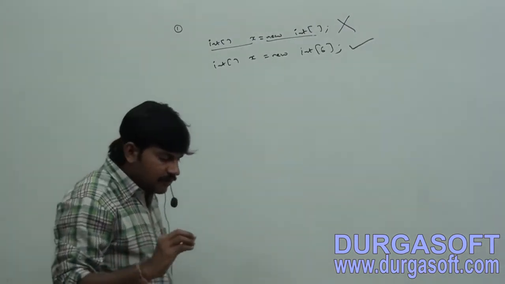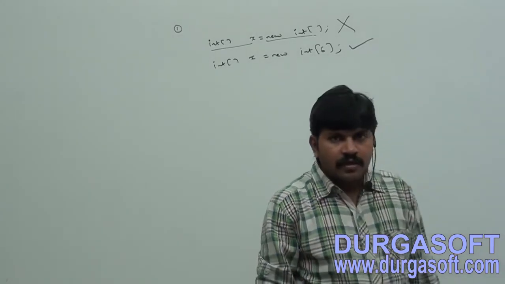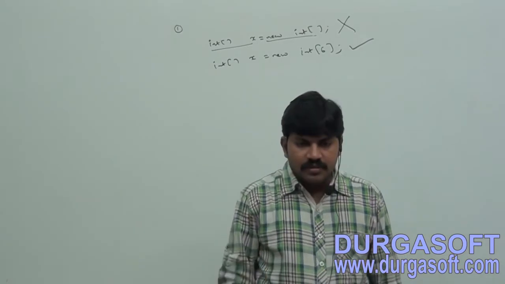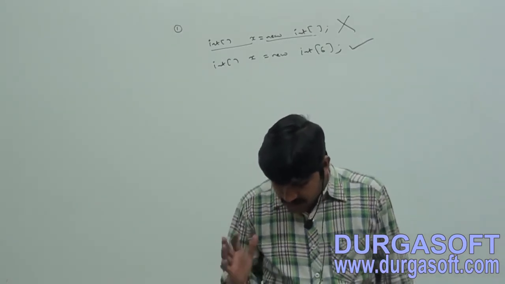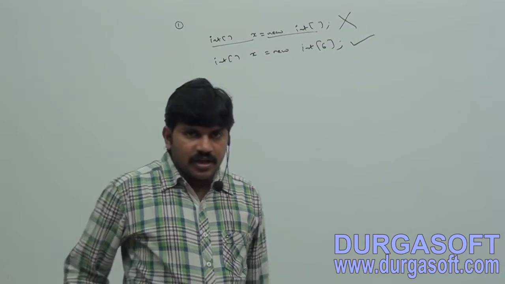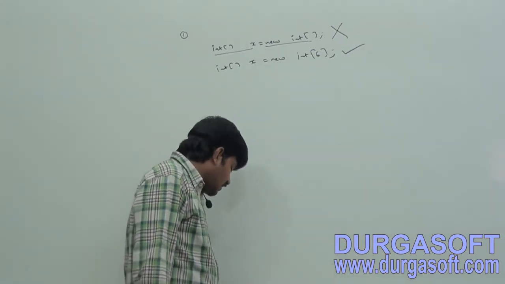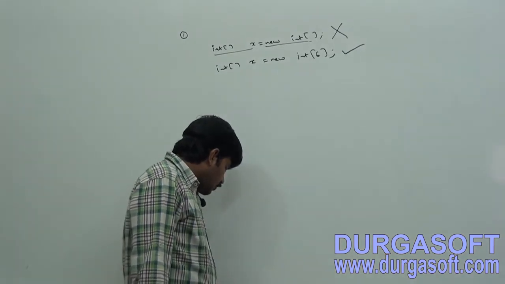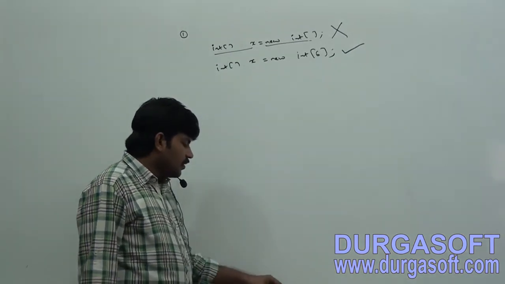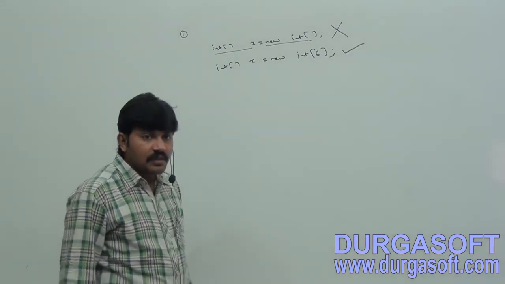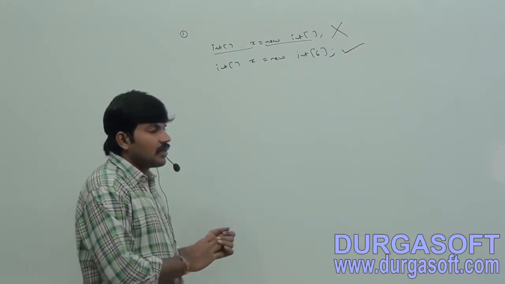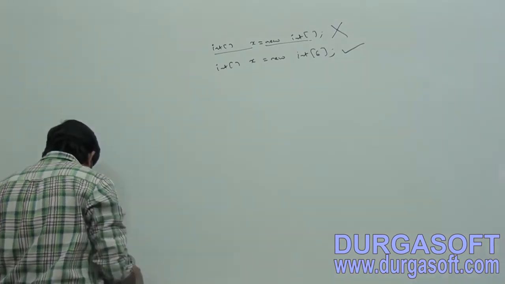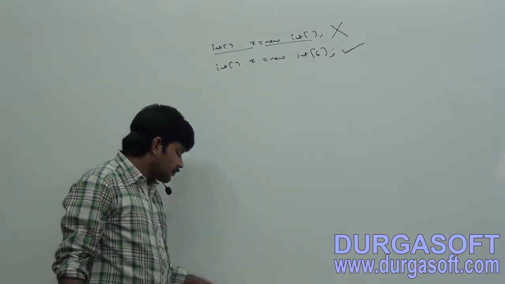Add the first point: at the time of array creation, we compulsorily should specify the size. Otherwise we will get a compile time error.